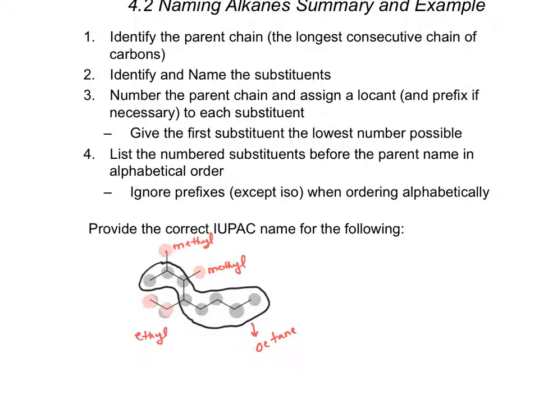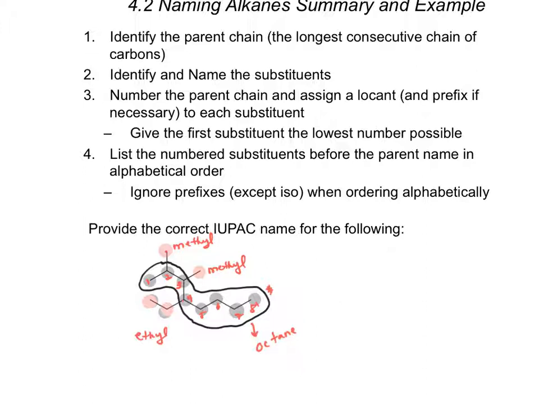Note, if I start over here and give this the 1, when does my first substituent come? 5. So 1, 2, 3, 4, 5. That's not great. If I start over here, 1, when does my first substituent get numbered? 2. So that's the first point of difference. That defines that I start here, because I give my first substituent the 2 position versus the 5. So this is 1, 2, 3, 4, 5, 6, 7, 8.